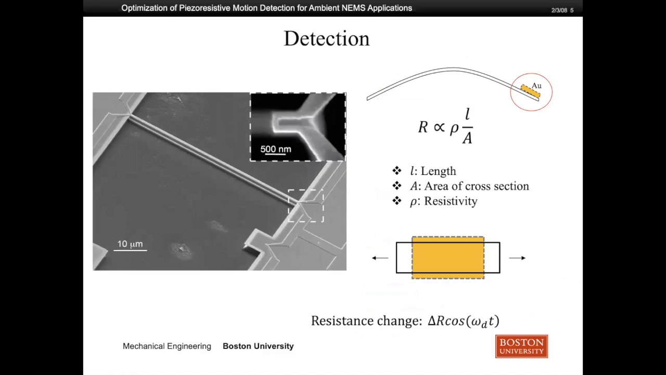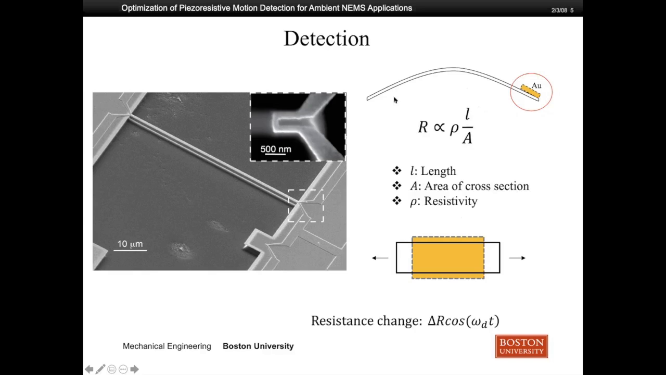And then in this slide, we talk about the detection mechanism. The detection nanoresistor is also fabricated on top of the double-clamped beam. When this NEMS device is actuated, it deforms the detection nanoresistor, and eventually results in an increase in length and a decrease in cross-sectional area. Because resistance is a function of length and cross-sectional area, the resistance of this detection nanoresistor will change.